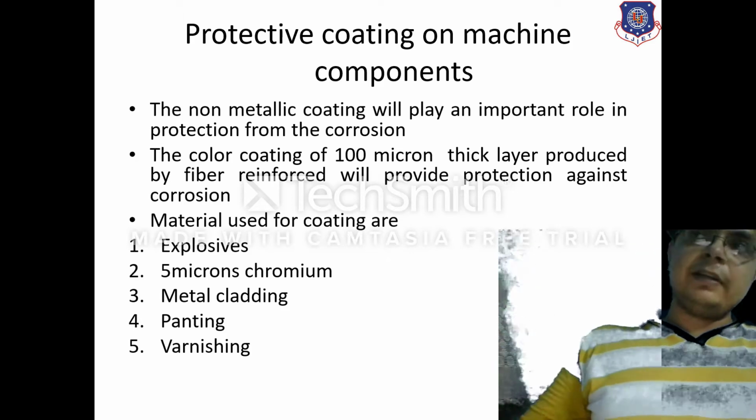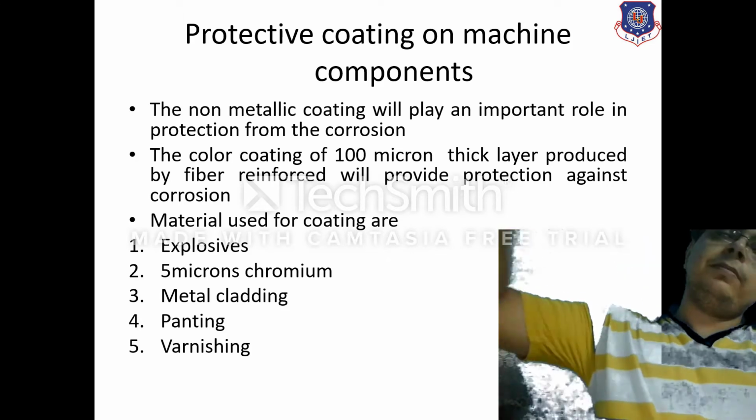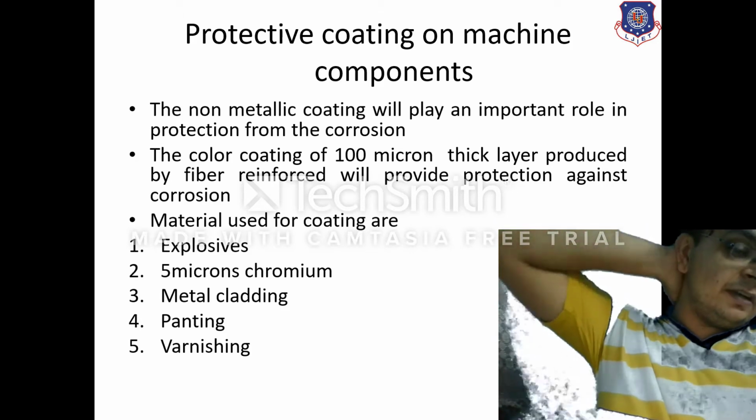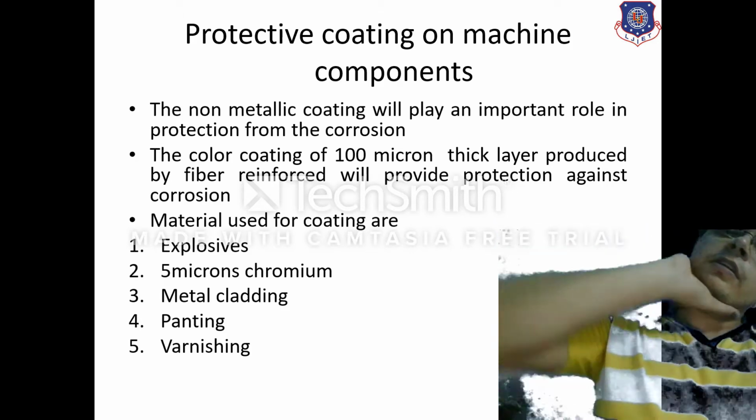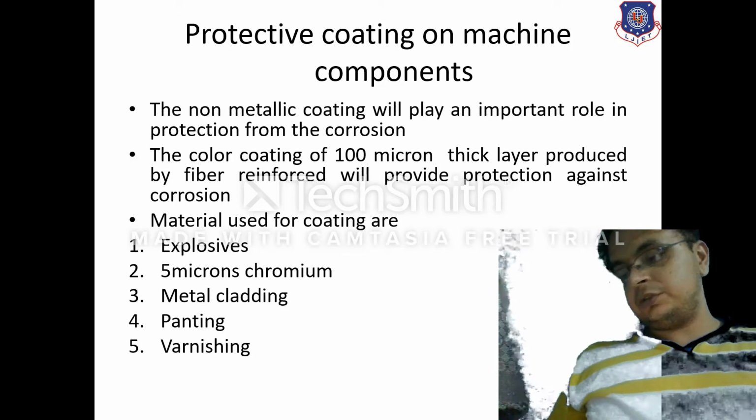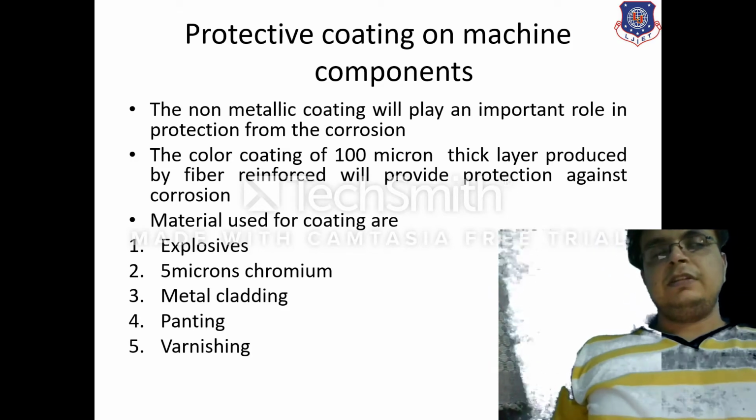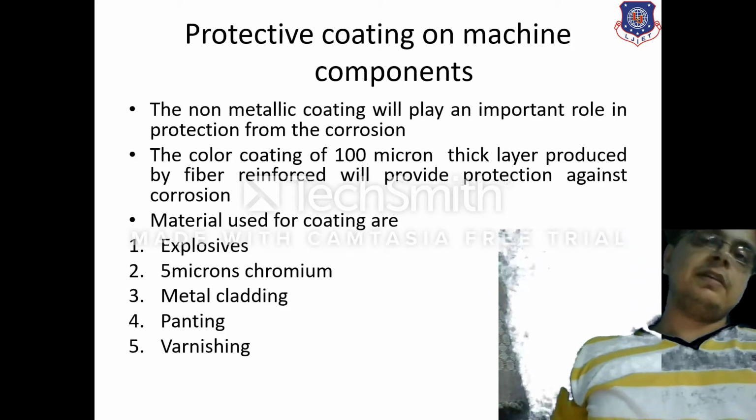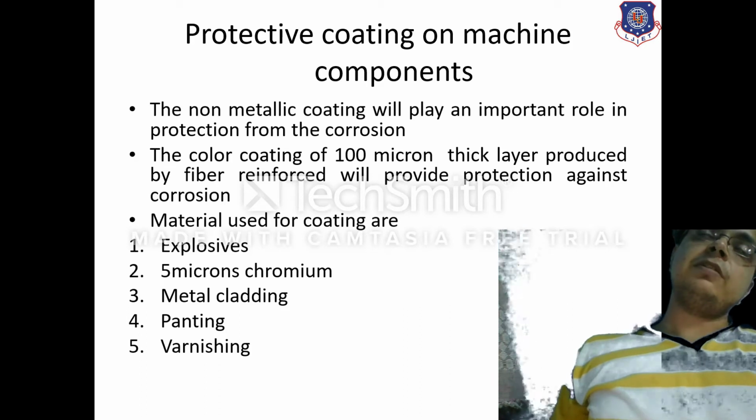Then metal cladding. A metallic cladding means a cladding made up of metal is provided. Then it will prevent the machine component from corrosion. Painting. Painting is the simplest and easiest method, by applying paint over the surface.